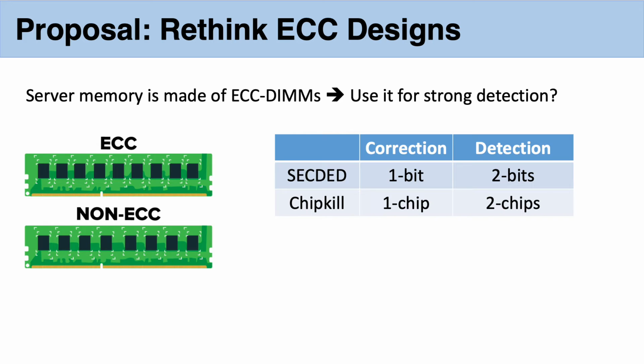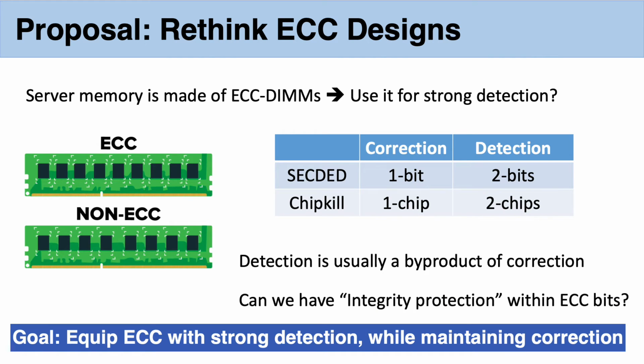In conventional codes, the detection capability is really a byproduct of correction. You don't design the code thinking about maximizing detection. You think about maximizing correction, and detection is really an add-on. The question we try to ask in this work is: can we get integrity protection within the space of ECC bits while maintaining the correction level?